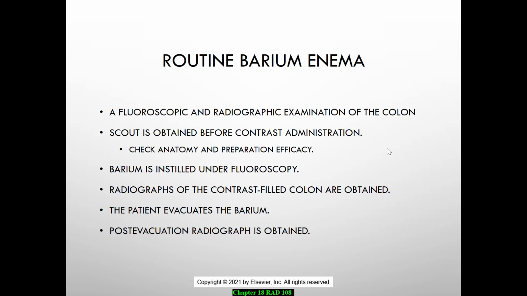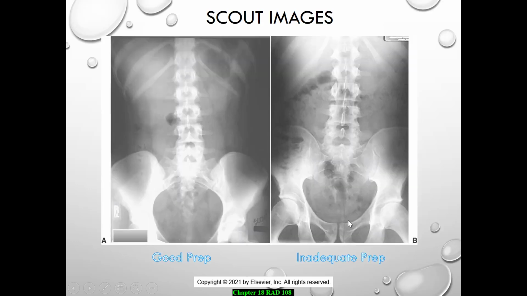We're going to do fluoroscopy. Again, we're going to make sure that we do a scout to make sure that they're properly cleaned out. We'll do this under fluoroscopy with the radiologist. Sometimes there are post films that we will do, so they'll take films with the fluoroscopy unit, and then we'll do some post films, and then we'll usually have them go to the bathroom to get rid of the barium before we send them on their way. So post evac films could be obtained as well.